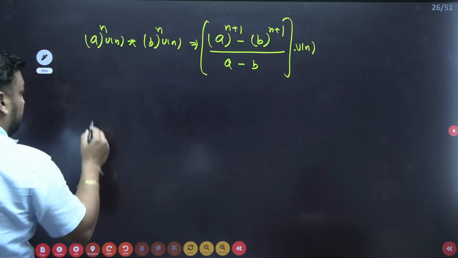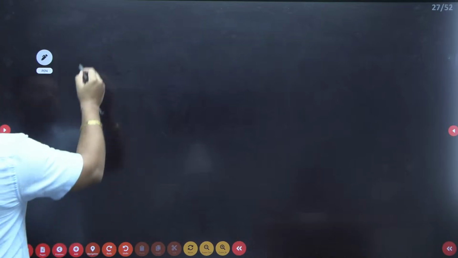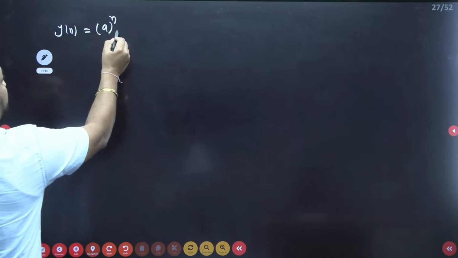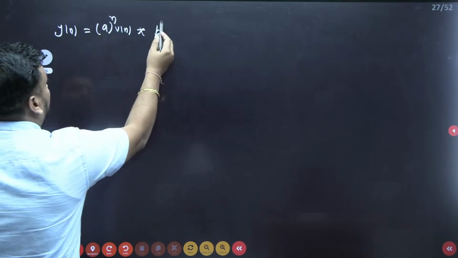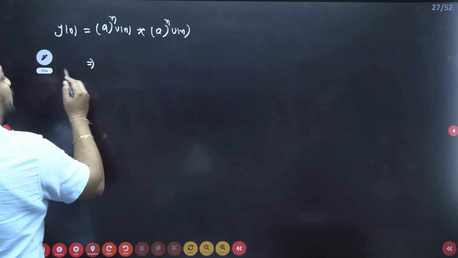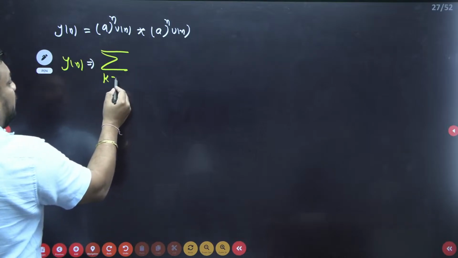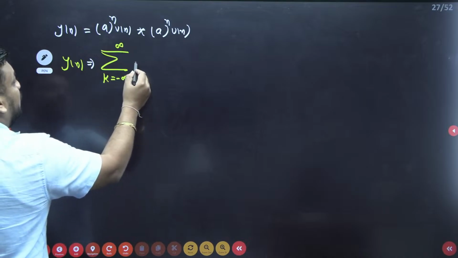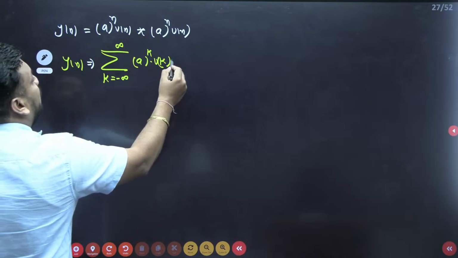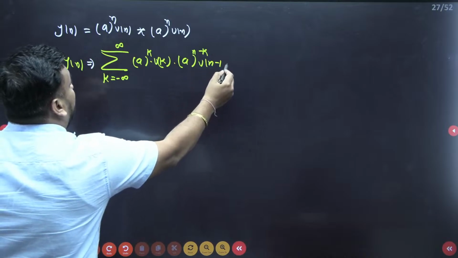So what I am doing, I am just explaining here, if my question is this, suppose that I am taking the question again, a equal to b. So now if my question is this, that yn equal to a की power n into u of n convolution with a की power n u of n, then the formula says that y of n is nothing but sigma of k tends to minus infinity to infinity, you will get here a की power k dot u of k and dot a की power n minus k into u of n minus k.